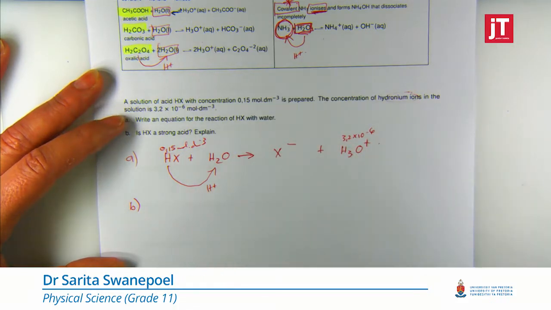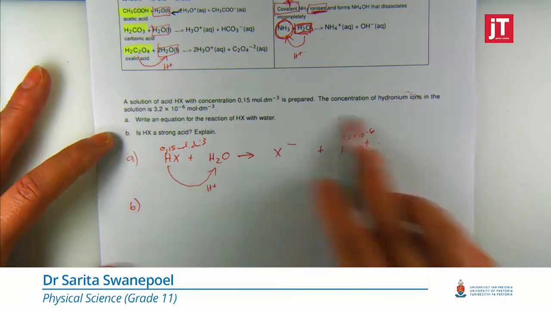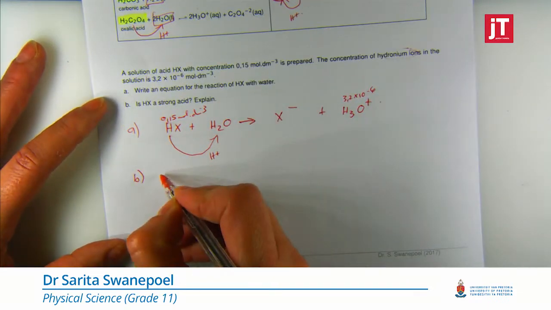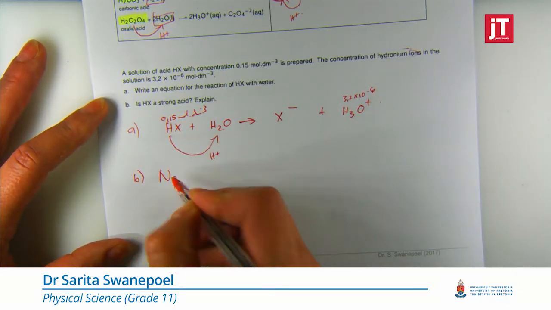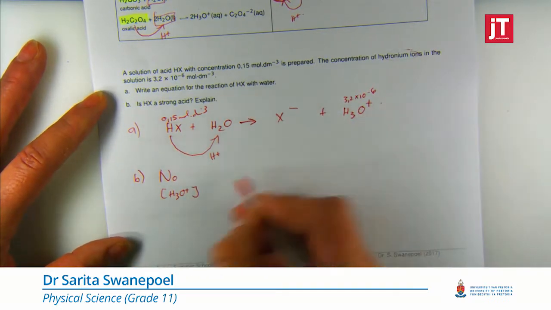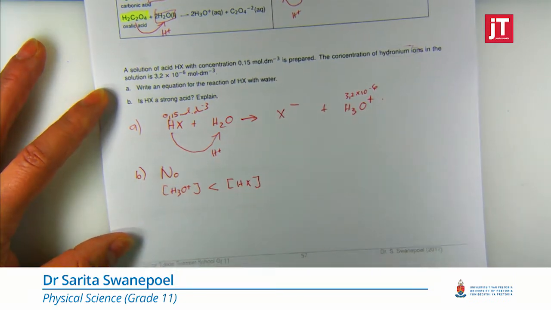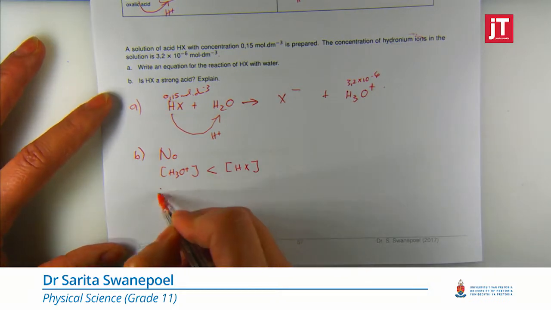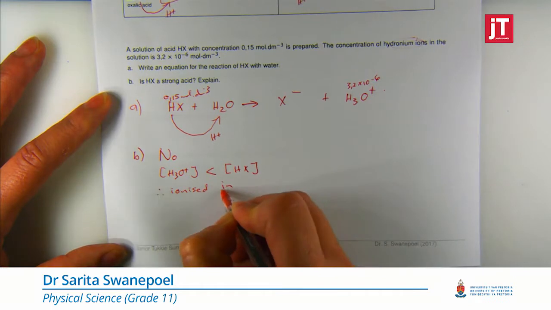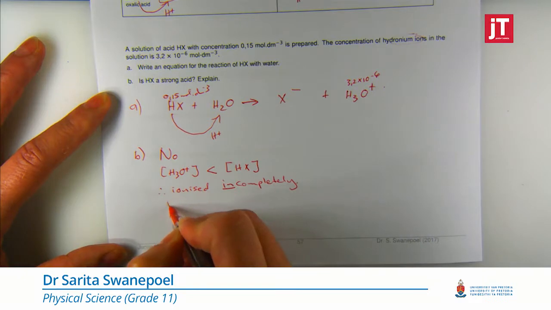That is a lot less. So it tells you not every HX molecule ionized, only some of them ionized, right? And therefore, is it a strong acid? No. The concentration of the H3O that's produced is less than the HX that I put into water. It's less. And therefore, I know it ionized incompletely. And therefore, it is a weak acid.